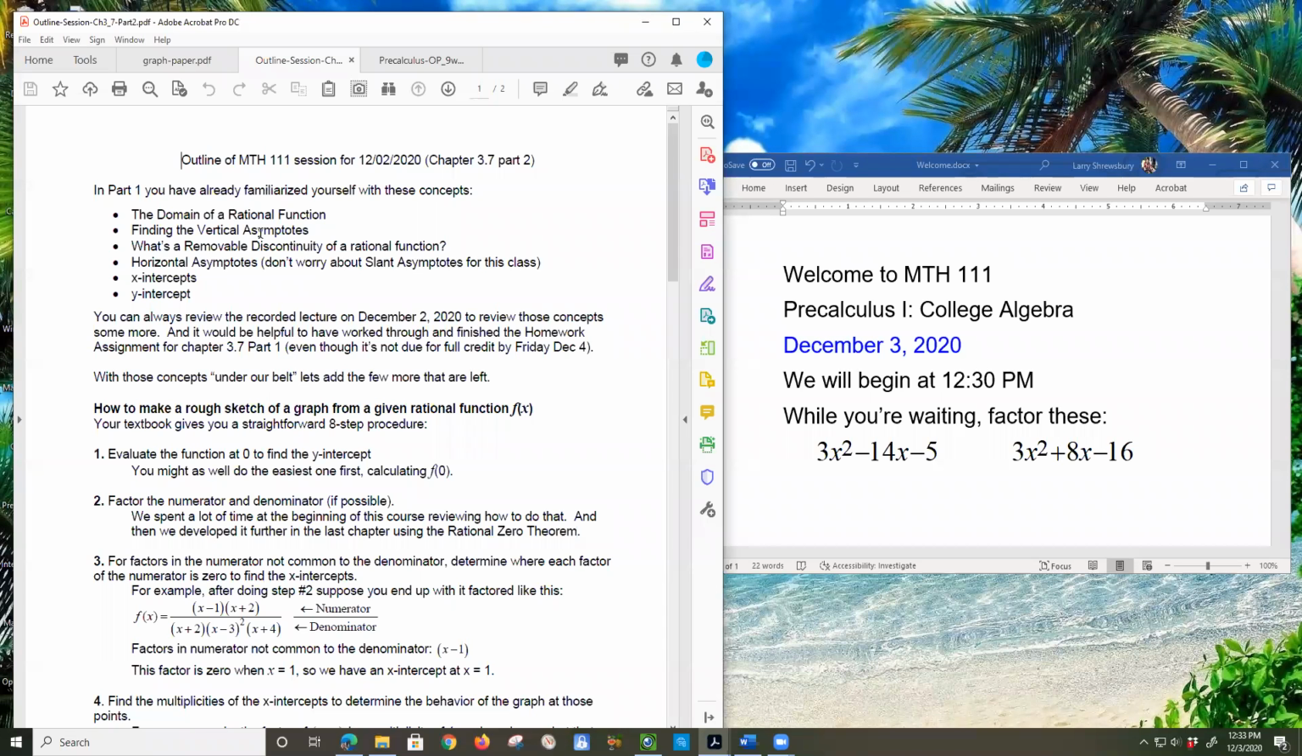Now, remember, end behavior is what happens at the ends, the far distant ends of a function. Local behavior means at this particular place, like around a vertical asymptote, what's happening. So that'll be one of the bigger concepts we'll be going over today. And you already know what removable discontinuity is, but we'll get practice with that. Horizontal asymptotes, at least you're familiar with that. And don't worry about slant asymptotes.